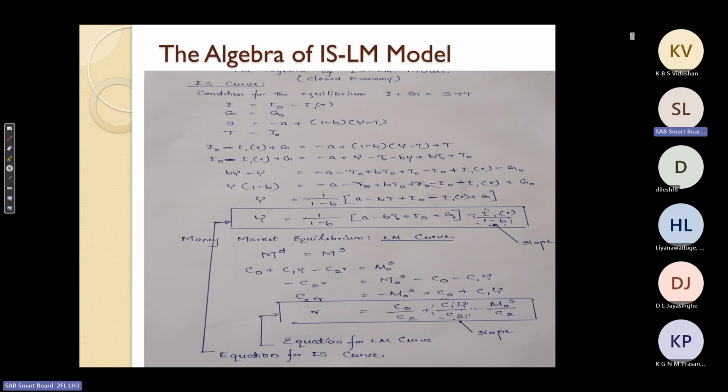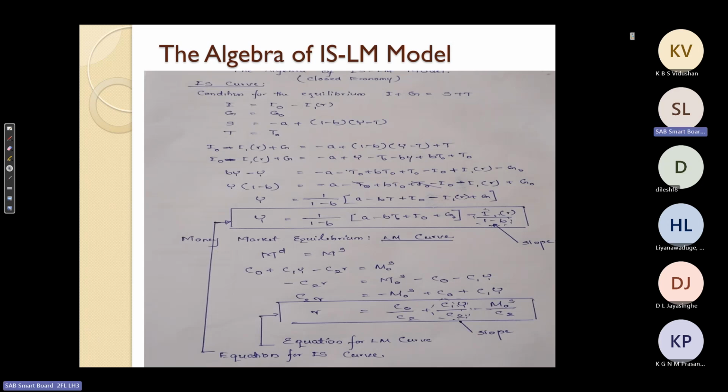So now, taking the equilibrium. How do we take the equilibrium in the IS-LM model? We have to incorporate injections and withdrawals: I plus G equals S plus T. Now you can substitute the model variables. I means I0 minus I1 R, plus G. Injection equals withdrawal, S plus T. The saving function is minus A plus (1 minus B)(Y minus T), plus T. Then you have to simplify this equation.